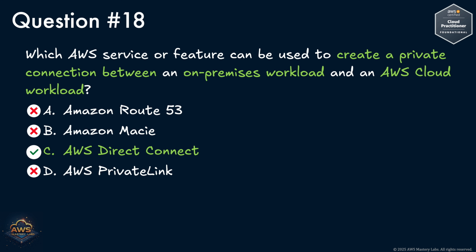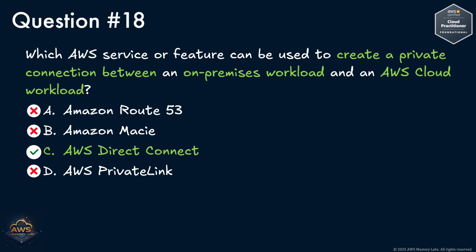Option C, AWS Direct Connect. AWS Direct Connect is the ideal solution here. It provides a dedicated private network connection from an on-premises data center or colocation environment to AWS. This service offers high bandwidth, low latency, and consistent network performance, which is especially valuable for hybrid cloud architectures or latency-sensitive workloads. Because it bypasses the public internet, it enhances security and performance. It is purpose-built for exactly this kind of use case. Option C is correct because AWS Direct Connect is the service for creating a private, dedicated link between on-premises infrastructure and AWS cloud workloads.